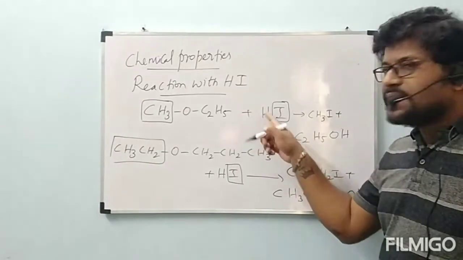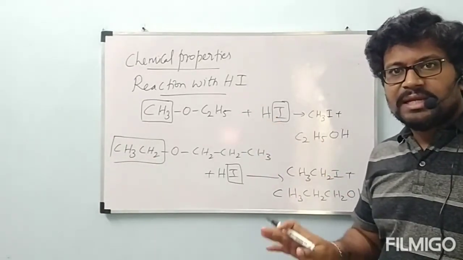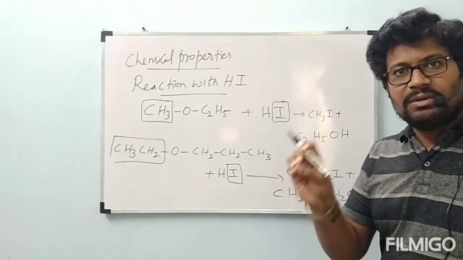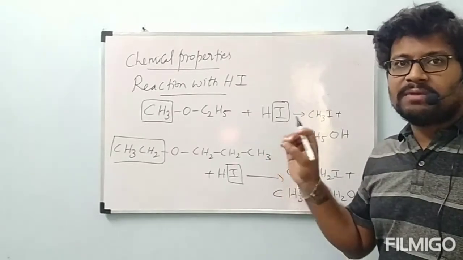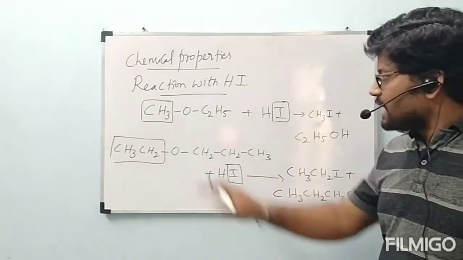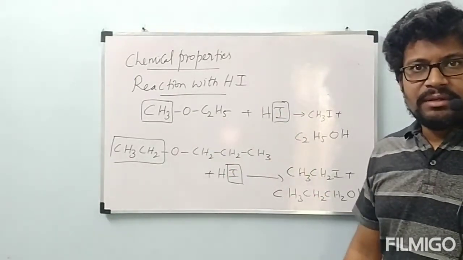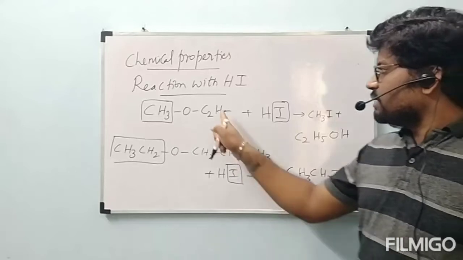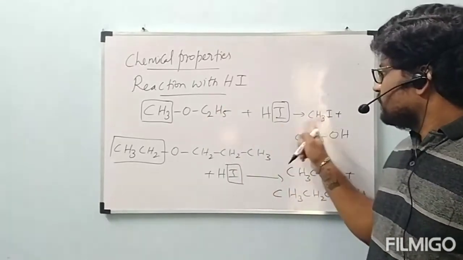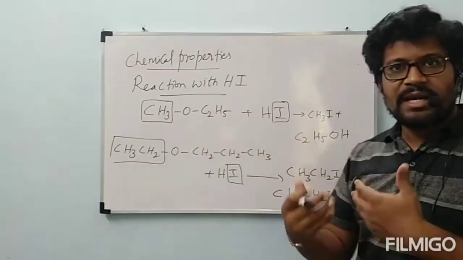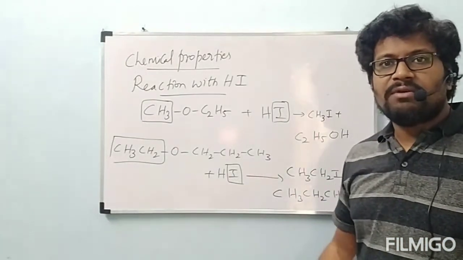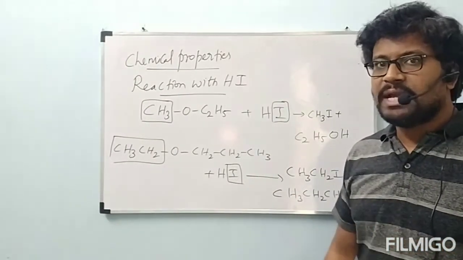This is with a limited amount of HI only. They will ask in questions also, majorly with a limited amount of HI, and they will give this type of question asking what the products are. If you change that, and immediately write C2H5I plus CH3OH, it is wrong. That's why we have to be very careful when it is undergoing reaction with HI.